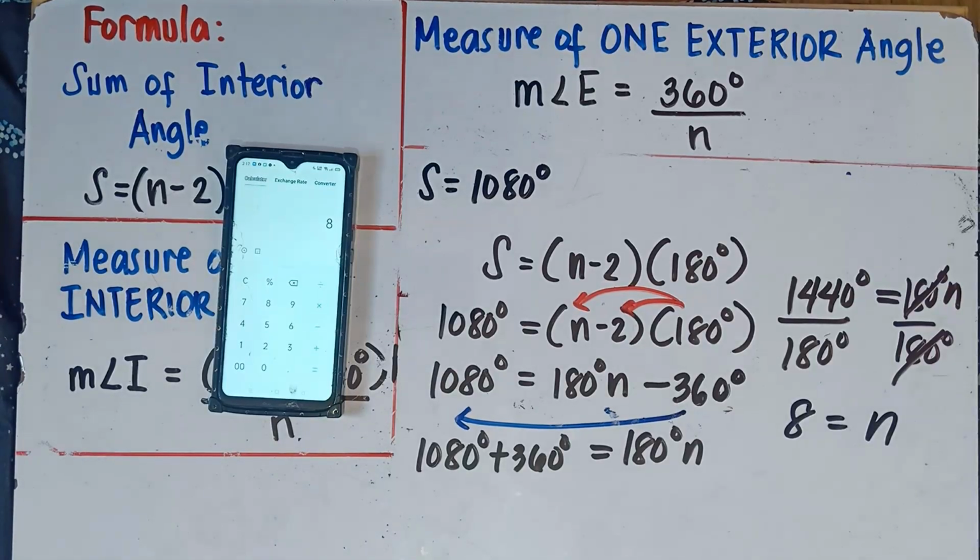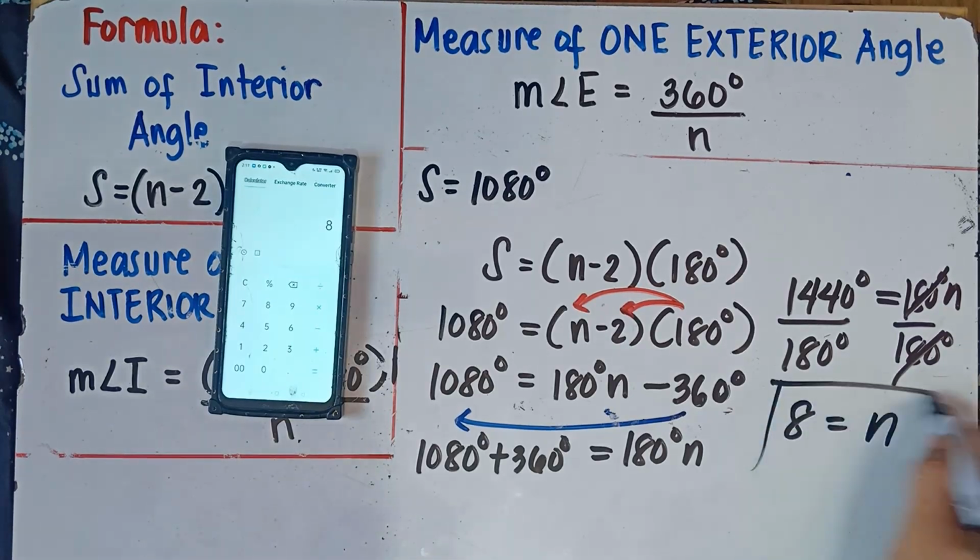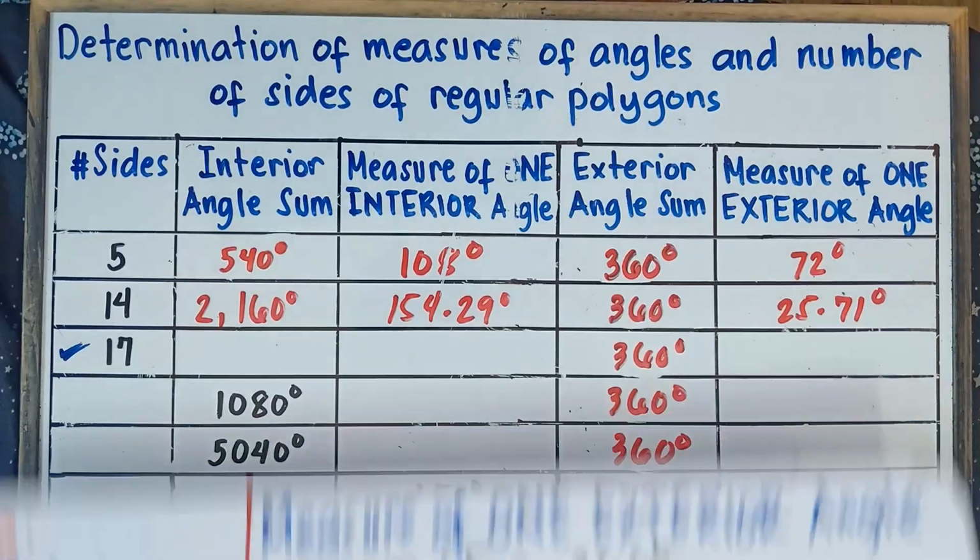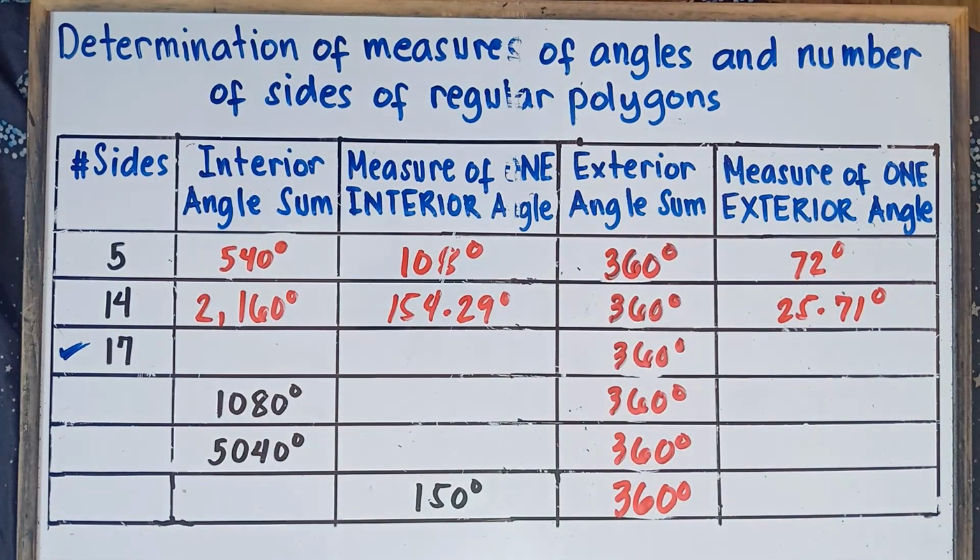Alright, so n is equal to 8. So the number of sides, there would be 8. So therefore, this is 8.